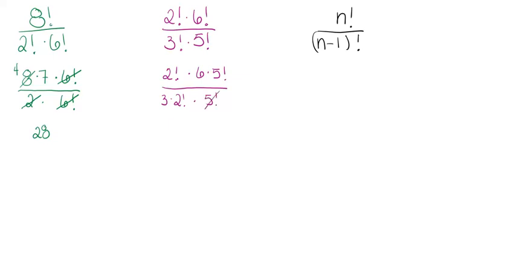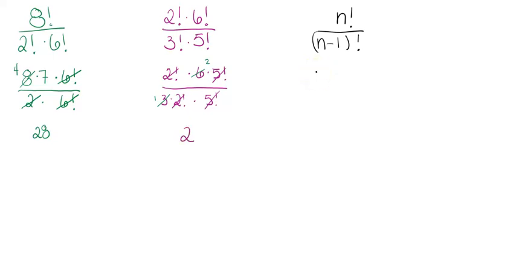So do you see how I can simplify common factorials easily by leaving them in factorial form instead of having to write everything out? And then 3 goes into itself once, it goes into 6 2 times. So this expression simplifies down to the number 2.